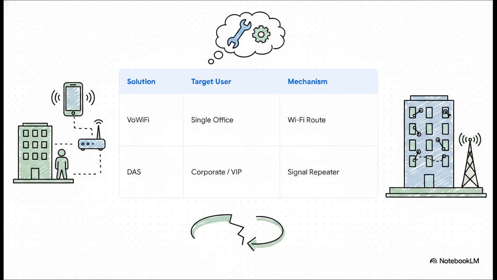Super easy. But what if you're dealing with a massive corporate building or VIP clients? Yeah, Wi-Fi isn't going to scale for an entire facility. That is exactly when the field team needs to step in and install a DAS, a distributed antenna system. This essentially acts as a mini signal repeater right inside the building, completely bypassing all that structural blockage. It's a real game changer for large spaces.